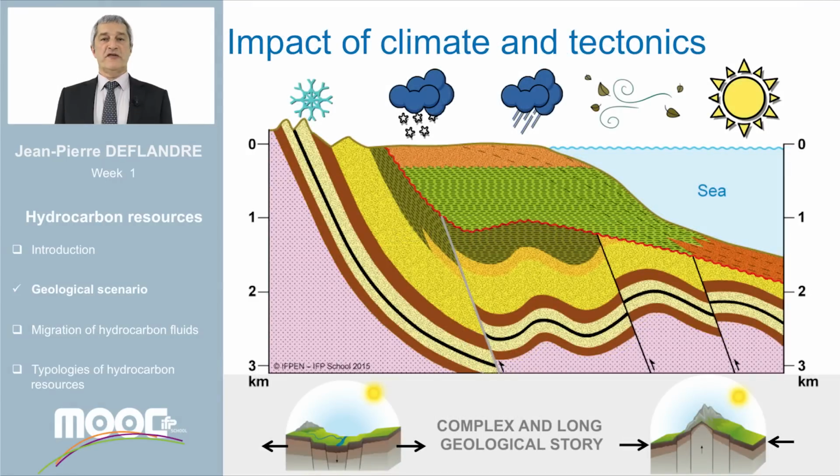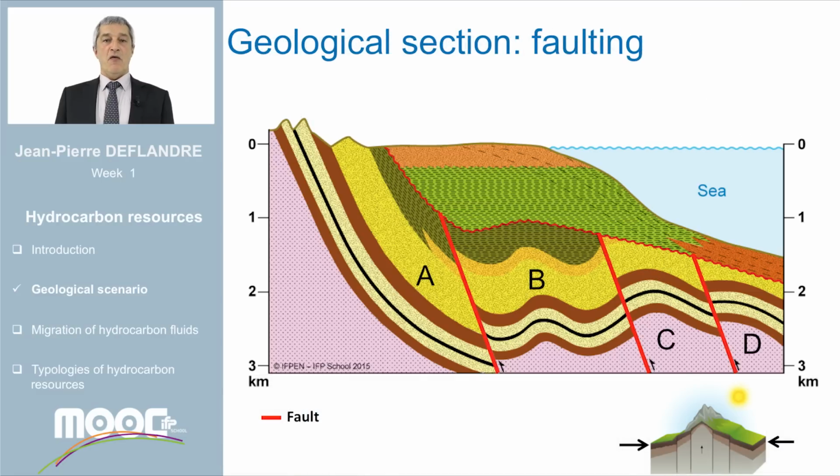If real, such a section would be a testimony of a quite complex and long geological story during which large-scale tectonics and erosion processes strongly reshaped the Earth, tilting formations, faulting them while eroding others and creating new ones in a permanent way during hundreds of millions of years. Faults, depending on their sealing, play an important role in fluid migration, isolating or connecting the different compartments noted here, A, B, C, and D.